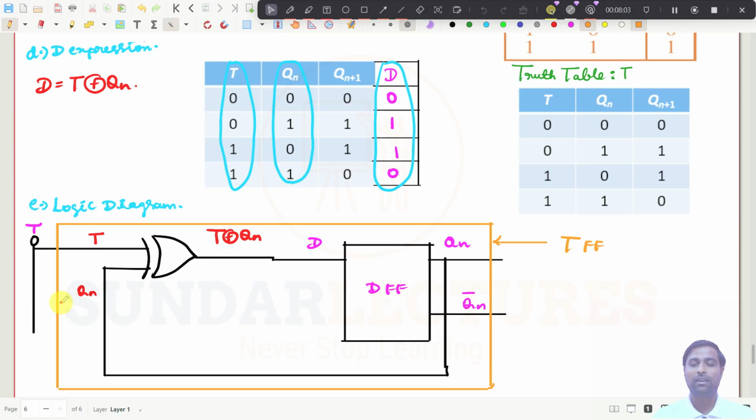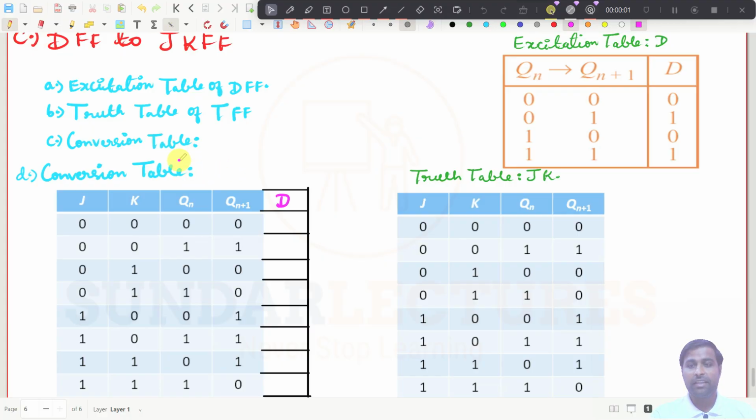So what is the next one? We need to use the D flip flop as a JK flip flop. That is the next step. I will just draw the diagram and show you. The next one is D flip flop to JK flip flop. The procedure is the same again. We need to take the excitation of the D flip flop that we have taken here. Truth table of, again I need to change this.